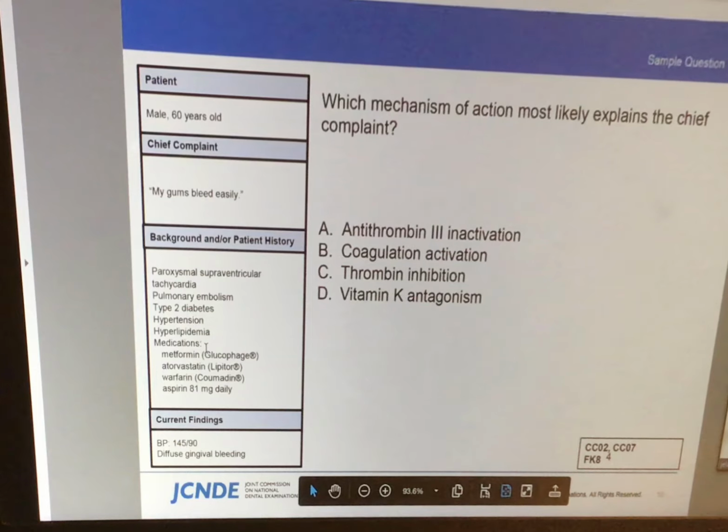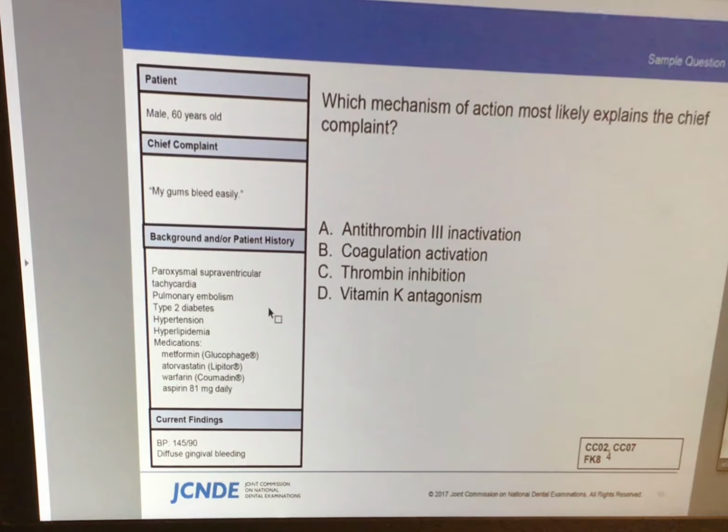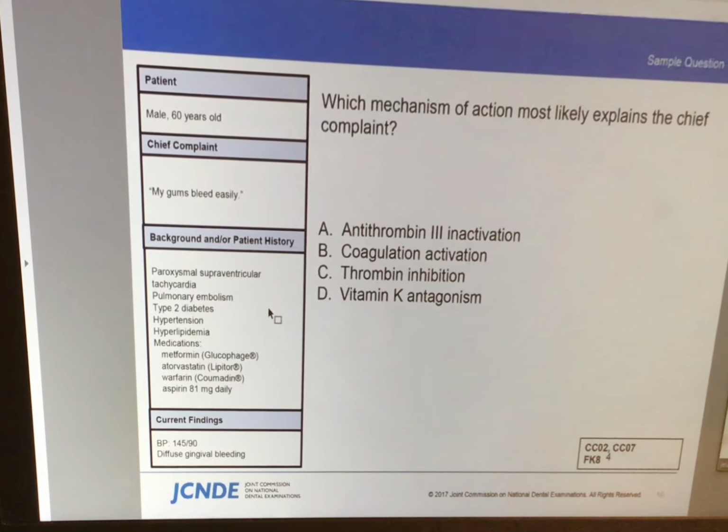Okay, so what would be your concern here? You want me to read the answers again? What would be your concern when you see this medical history of the patient? What would be the major thing that you have to keep in your mind before you treat the patient? Sorry, I can't hear you.